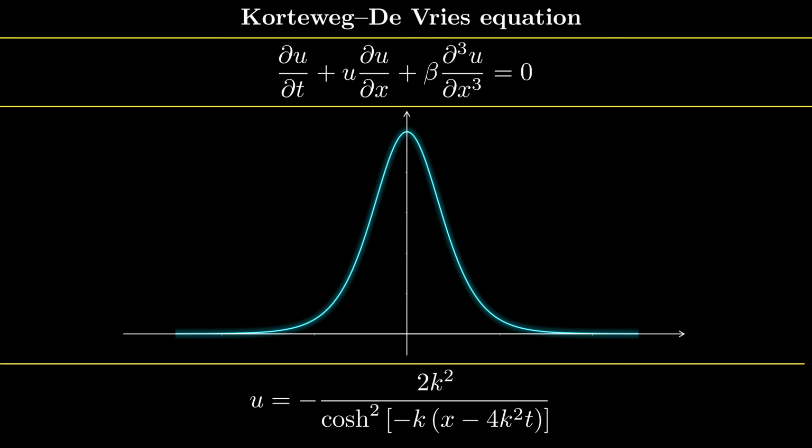Of particular interest is the parameter k, which simultaneously determines both the soliton's amplitude and its propagation velocity. From the solution, it follows that the wave height is proportional to k squared, and its velocity is also proportional to k squared. Therefore, taller solitons propagate faster than shorter ones.